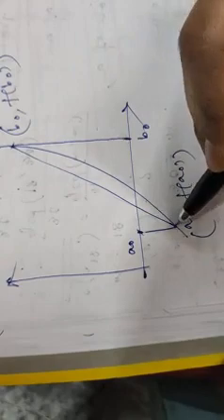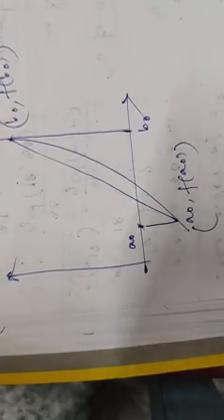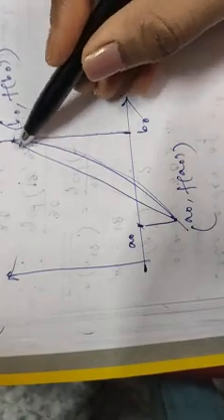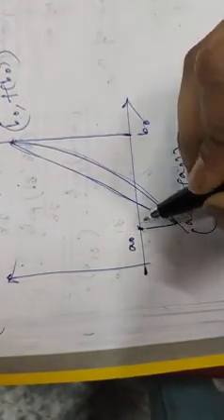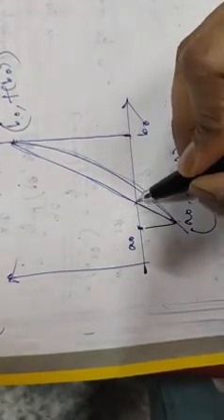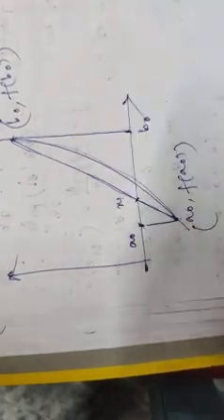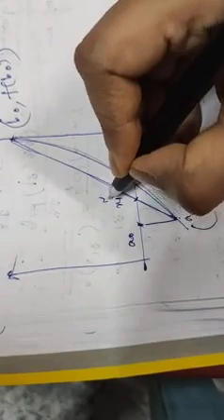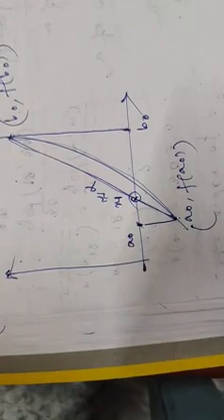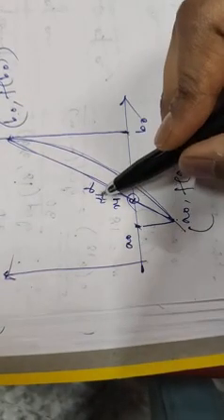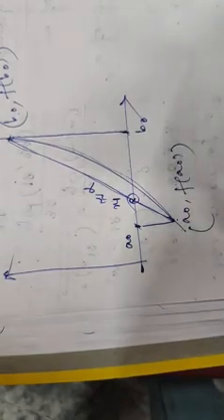Throughout this method, we assume that the graph y equals f x can be approximated by this chord joining a0, f of a0 and b0, f of b0. Initially we take the interval a0, b0. Now the chord cuts the x-axis at the point x1. This x1 is our first approximation of the root alpha, because this is the root of the chord and we are assuming the chord can be approximated to that graph.